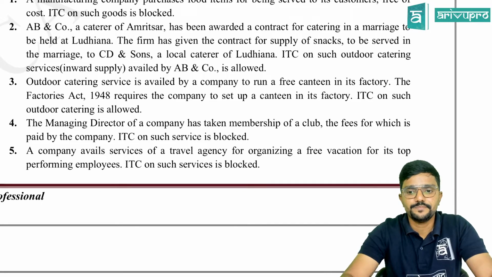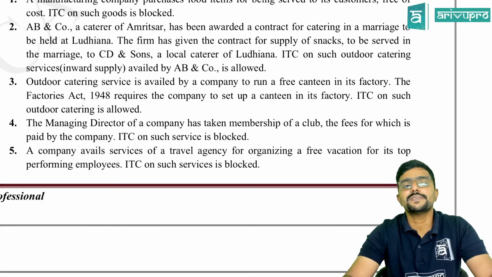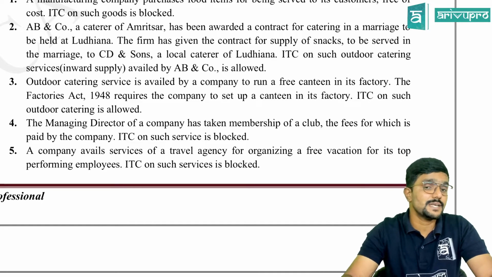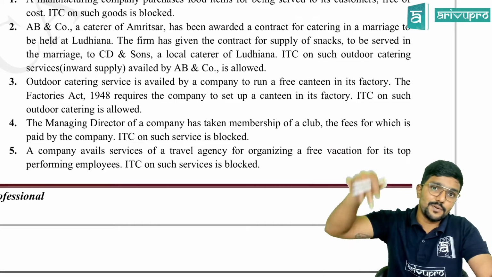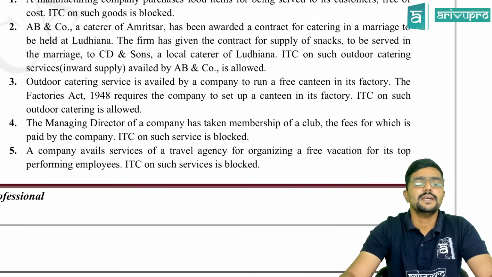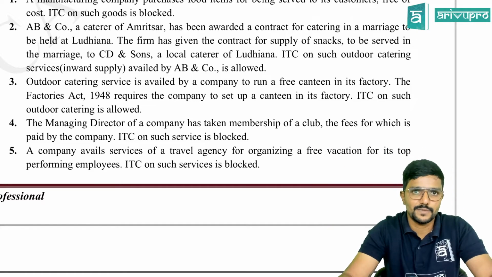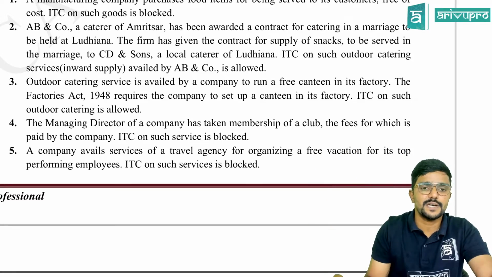Then fourth example, the managing director of a company has taken the membership of a club, the fees for which is paid by the company. ITC on such services is blocked. Next, the company avails services of a travel agency for organizing a free vacation for its top performing employees. ITC on such services is also blocked. If by chance any of this is obligatory for the employer to provide, then it might be allowed. That is, credit might be allowed if all other Section 16 conditions are satisfied.